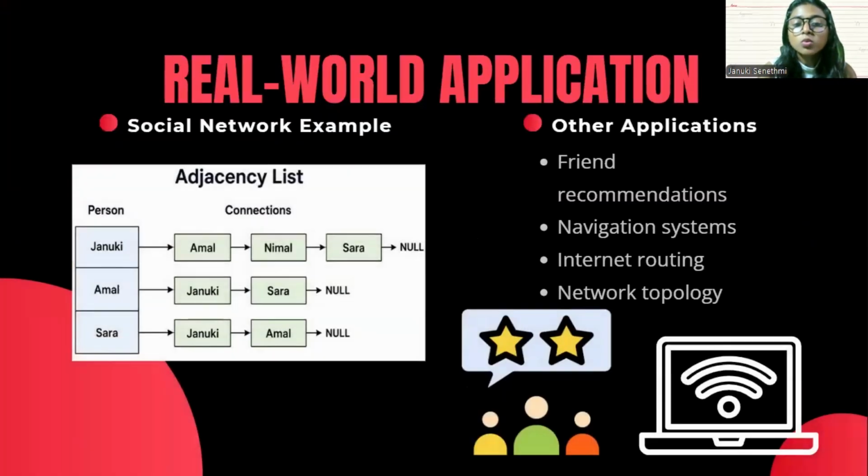Let's look at some real-world applications. In a social network, each user can store a list of friends. That is essentially an adjacency list. Other applications include friend recommendation systems, navigation systems, internet routing, and network topology management. Whenever we need to model relationships between connected entities, adjacency lists are often used behind the scenes. This is why graph representations are such an important topic in computer science.